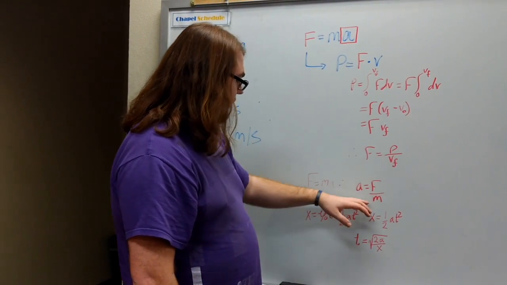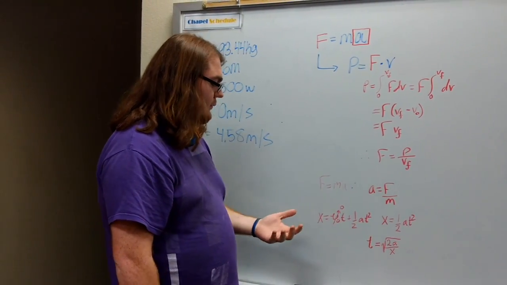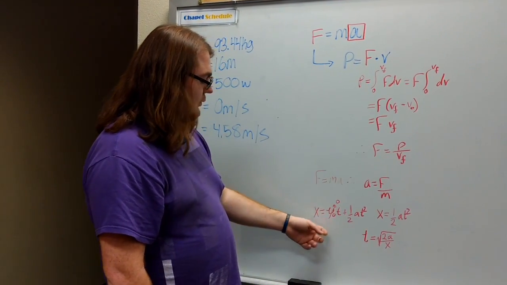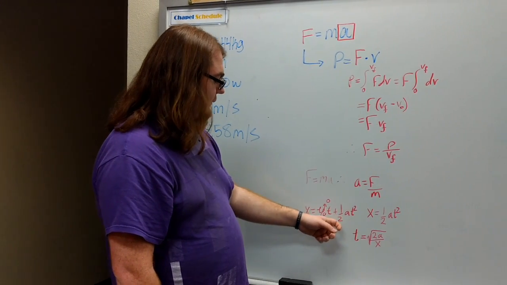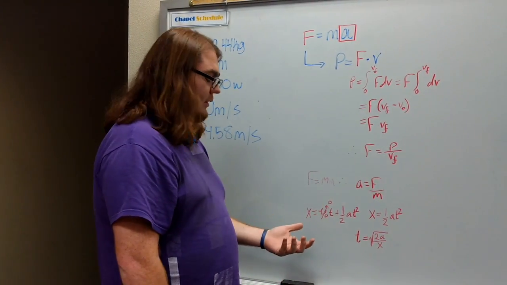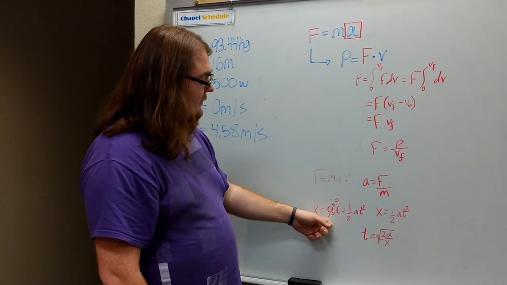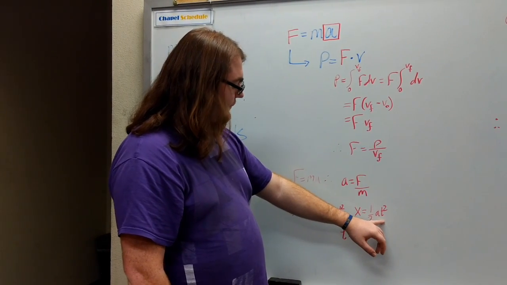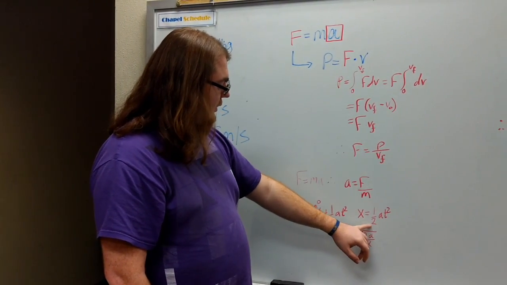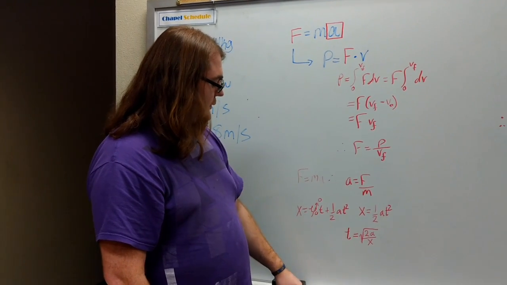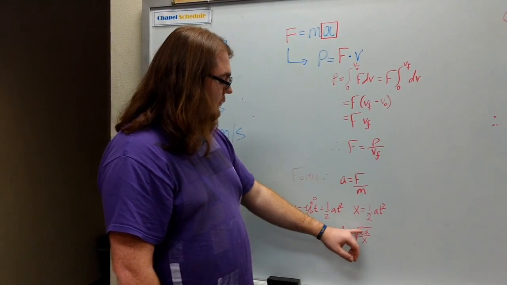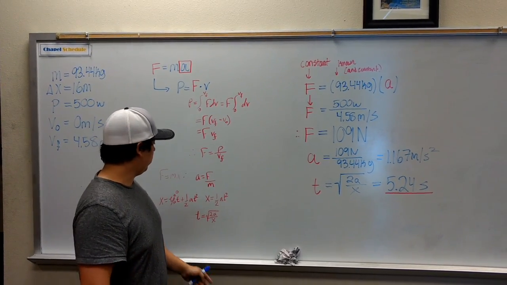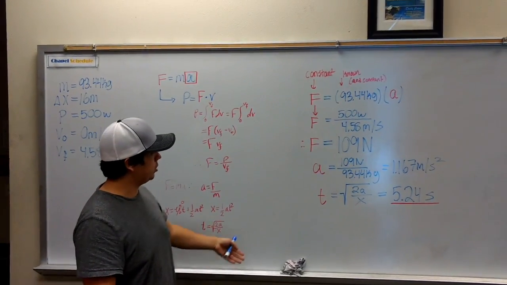Once we have our acceleration, we can easily find our time by using the kinematic equation x equals v naught times t plus 1/2 a t squared. Because we started from rest, our initial velocity is 0, so we can easily find t by simply moving a and 1/2 to the other side and then taking the square root, leaving us with t equals the square root of 2x over a.